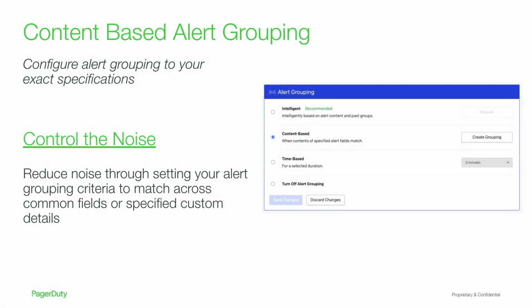The second new capability that we released is content-based alert grouping. PagerDuty has provided intelligent and time-based alert grouping capabilities as easy, single-click methods that will rapidly reduce alert fatigue for responders. We've heard your feedback that you wanted more control and precision over how alerts are grouped within your services. With content-based alert grouping, we enable you to specify the precise situations in which alerts will be grouped together.